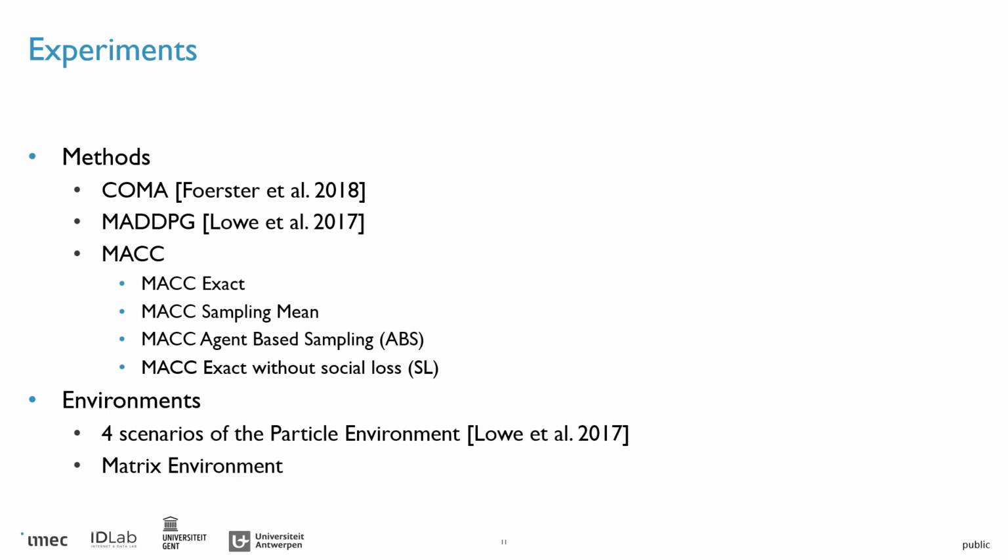We have 4 different versions of MAC. So we have MAC exact, which doesn't use any approximations. Then we have MAC sampling mean. We have MAC agent-based sampling. And finally, we have MAC exact without social loss function. This is of course used to see how the social loss function influences the results.